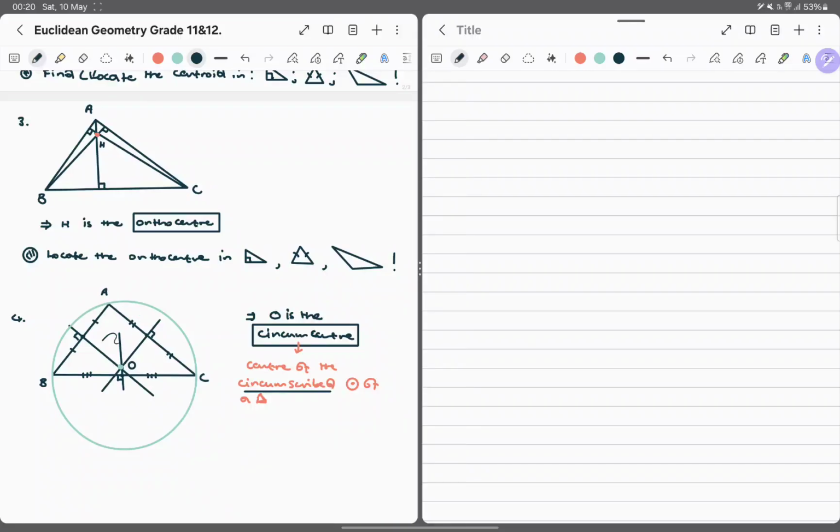So we know that perpendicular bisectors of the sides of a triangle are concurrent at the circumcenter. And the circumcenter is the center of a circumscribed circle. So we can easily call this triangle a cyclic triangle. So this is very important.